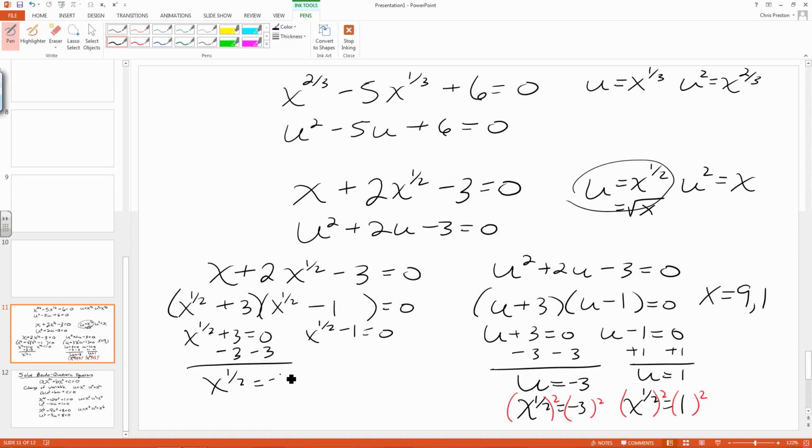All right, so negative 3, add 1. So x to the 1/2 equals 1. Trying to go too fast. Slow down. All right, and square. And again, we get 9 and 1. And then we need to check those, obviously. Put those in the original problem. 9, square root of 9 is 3 times 2 is 6. So 9 plus 6 minus 3, is that 0? No, that's not 0, so that didn't work.